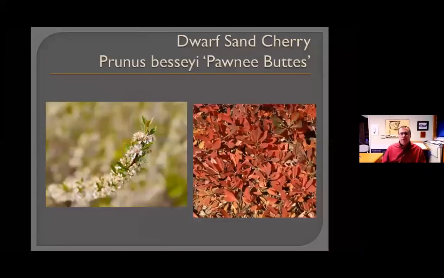Dwarf sand cherry, any of the sand cherries in the Prunus family, Prunus virginiana; this is the variety Prunus besseyi. White blooms in the springtime, excellent fall color, and it produces a purplish fruit that birds love. Pollinators obviously love the fragrant clusters of blooms in the springtime, but it can get 18 to 24 inches tall and 4 to 5 feet in spread. So it's almost like a shorter ground cover type plant.